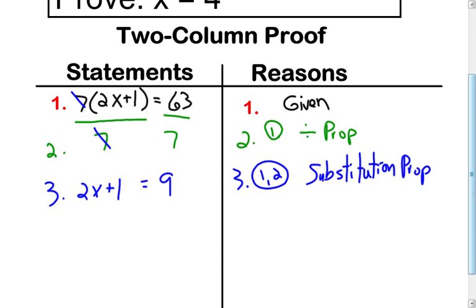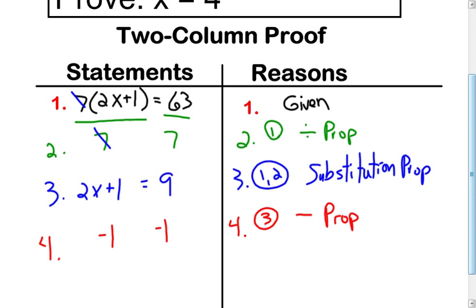Continue on in my proof. Now I want to get rid of that 1. So in line 4 of my proof, I'm going to subtract 1 from both sides of the equation, which would be referred to as the subtraction property. And if you just want to use the minus sign, subtraction property. And I needed line 3 to be able to do that.